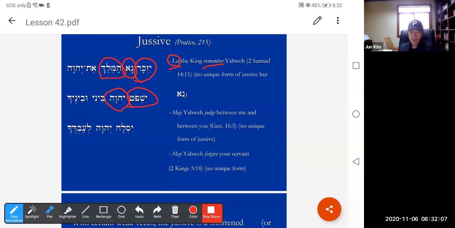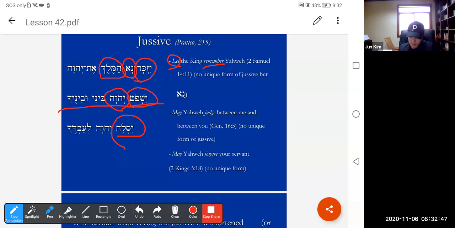We don't even have na. We don't even have the third heh shortening. So in this case, it could be either a simple prefix form for the third person or jussive, and you really have confusion. But once again, the context will enable you to discern whether this one is jussive or simple prefix form for the third person. In this case, it should be understood as jussive. So the translation is, "May the Lord judge."